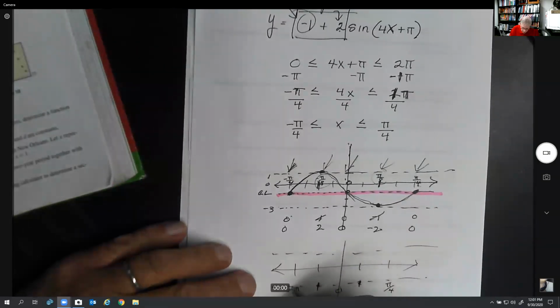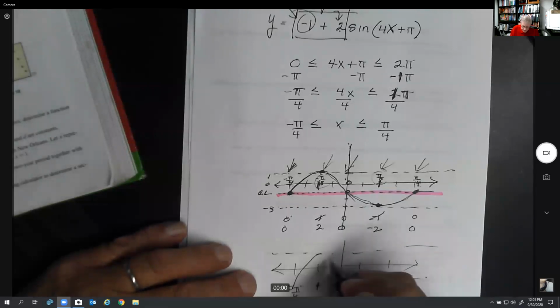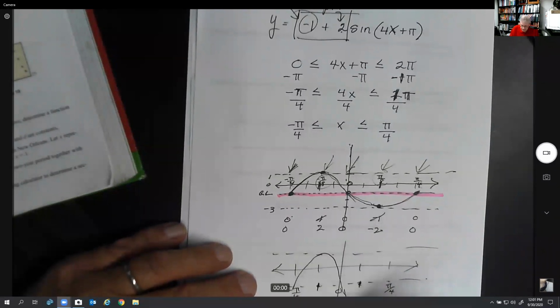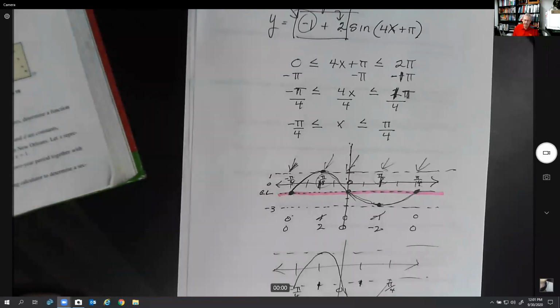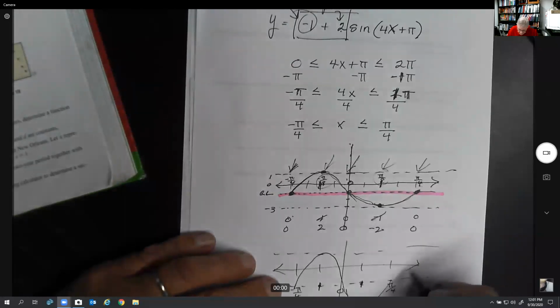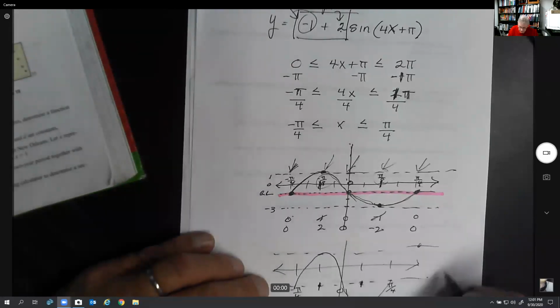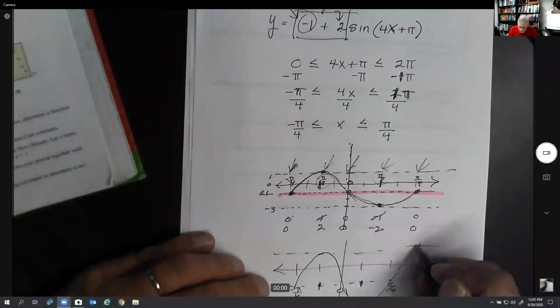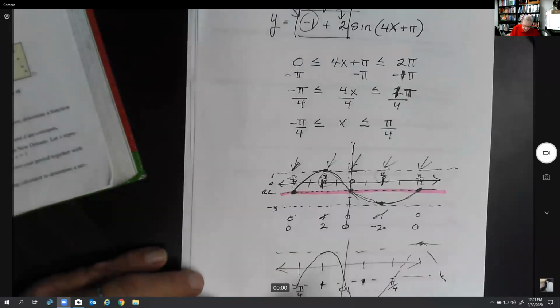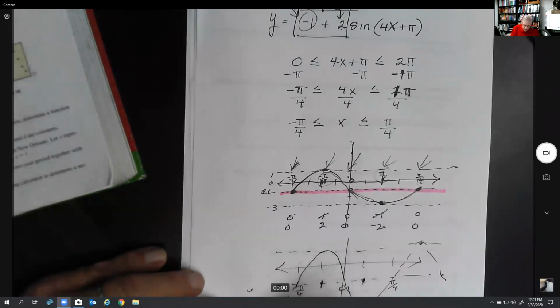And then you could go up, then down, then up, then down, like that. Now, if you want to extend this, just kind of figure that this is going to go like this, and this side is going to go like this, and then you have 2 periods.